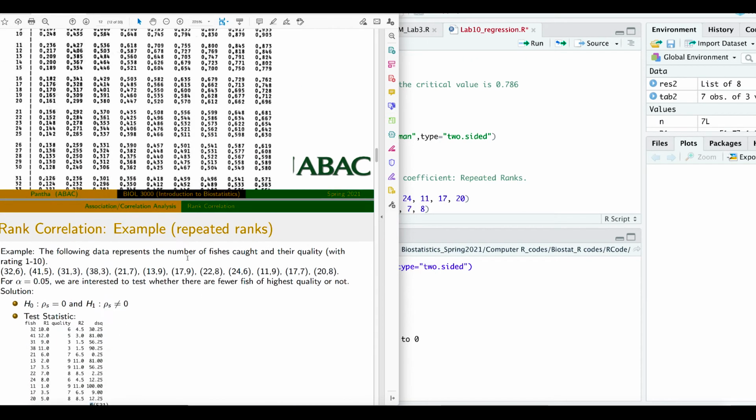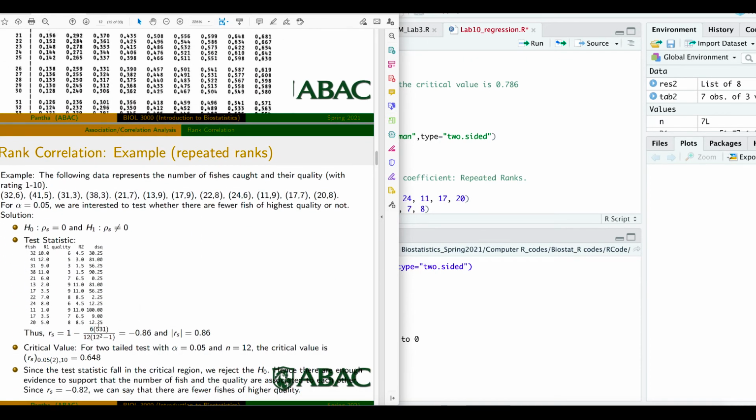Okay, so now you use exactly the same formula there. You get 1 minus 6 times the summation of the d's, the di squared, over n times n squared minus 1, and then you get negative 0.86. You take the absolute value of that, you get 0.86. You ignore the negative sign.